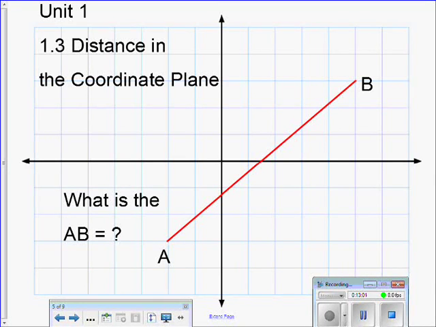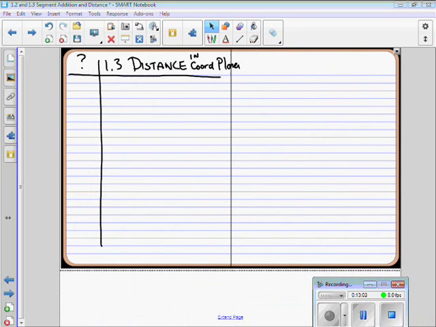Let's get into the notes. All right, so make sure you set up your notes now properly. You have the question mark, the 2 bars, all that stuff. Distance in the coordinate plane is the subject. And so here we go.